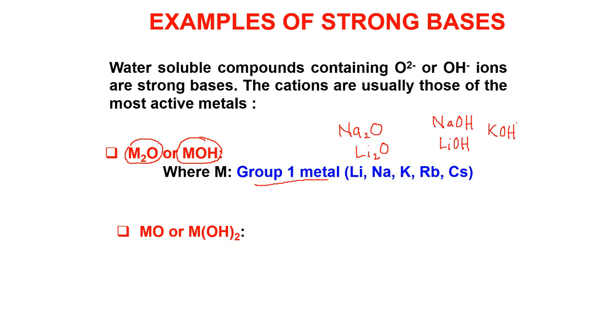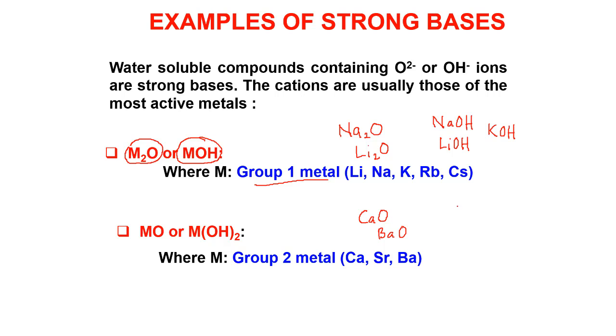Or any base that has the general formula MO or M(OH)2, where M is a metal from group 2. For example, calcium, strontium, and barium. For example, calcium oxide, barium oxide, or calcium hydroxide. So these are examples of strong bases.